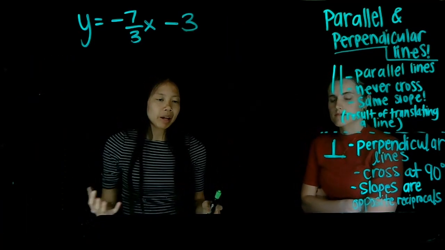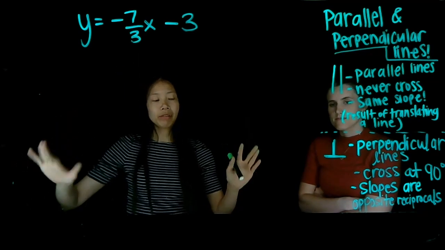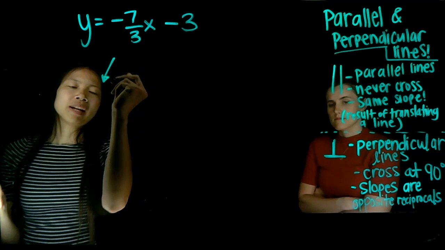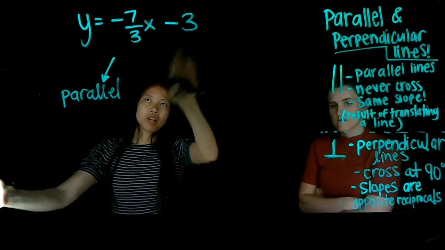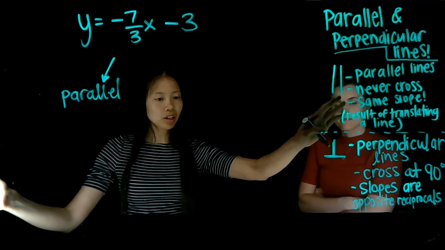Now we're going to talk about how to write parallel lines and perpendicular lines given an equation, and you don't need to graph it now that we know things about parallel and perpendicular lines. So if your assignment asks you to write a line that is parallel to this equation, y equals -7/3 x minus 3, we know for parallel lines that they never cross each other and they have the same slope.